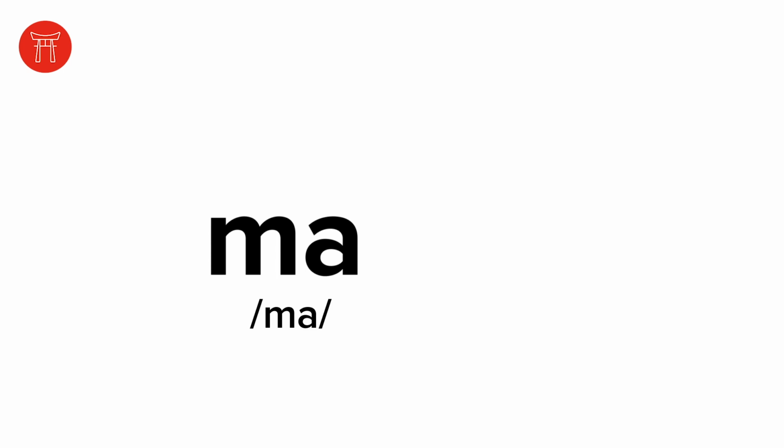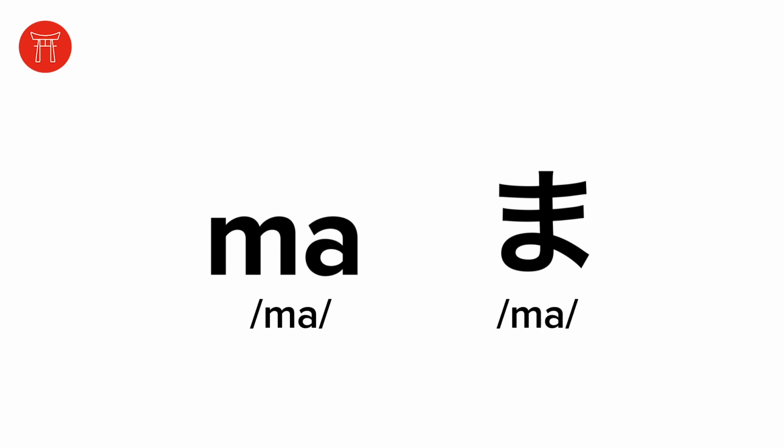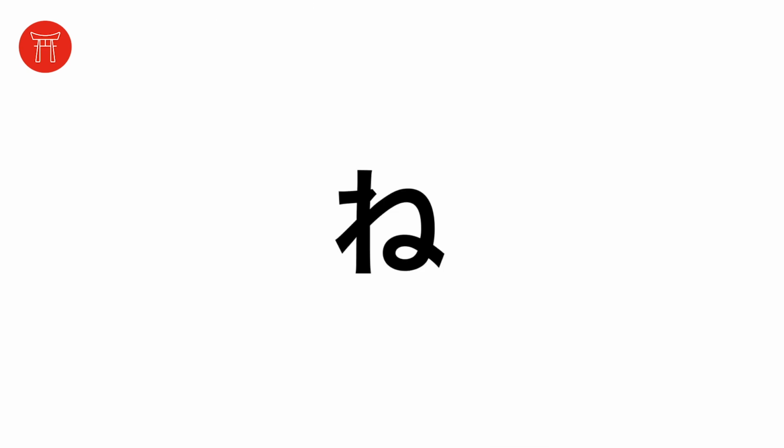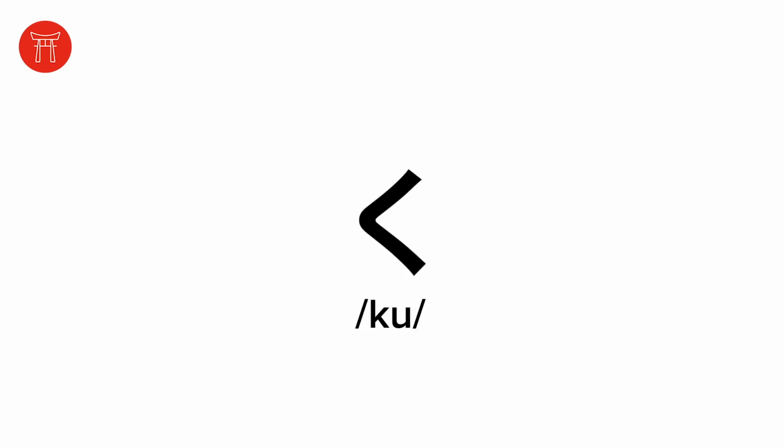The second type of mora is a combination of a consonant and a vowel. In English, we have the letters M and A to represent the sound ma. But in Japanese, we have one hiragana character to represent the sound ma. The majority of basic hiragana characters belong to this category. For example, this hiragana represents the sound ne, and this one represents ku.